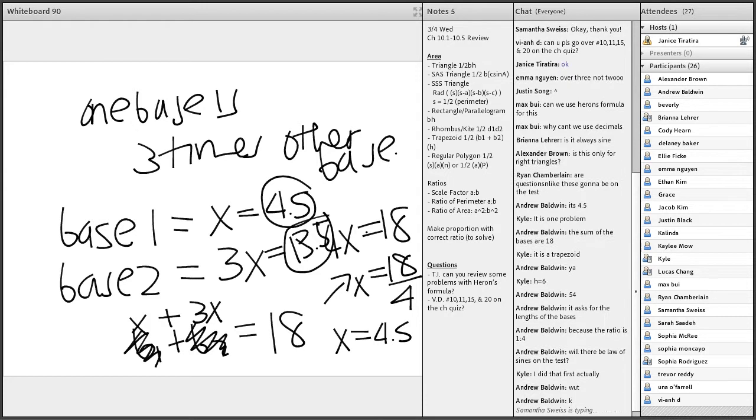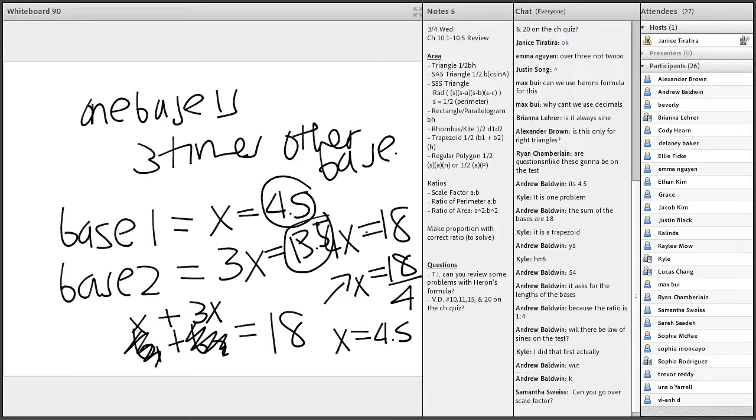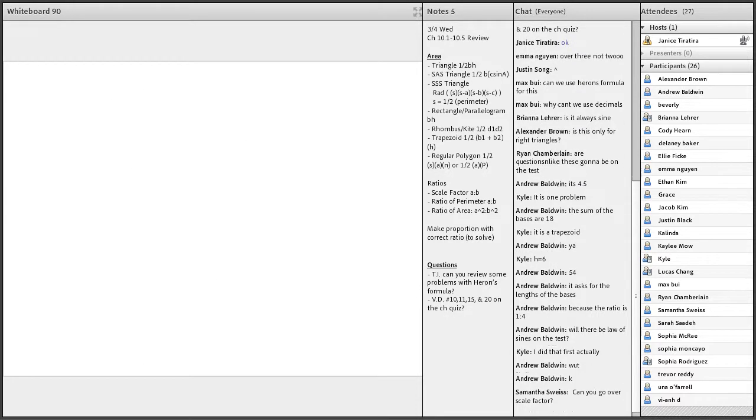Okay, there's a couple more things. We did Heron's earlier, so hopefully that person was here when we were doing that. Go over scale factor, yes. Let me do the quiz questions because those were V's questions. So let's do the quiz, numbers 10, 11, 15, 20. Hopefully this is the same quiz as yours, V. If it's not, please stop me.